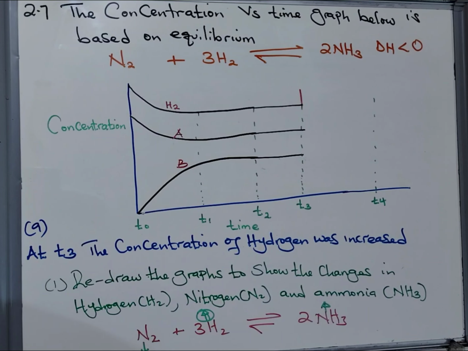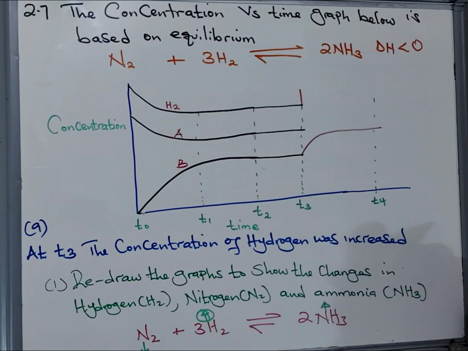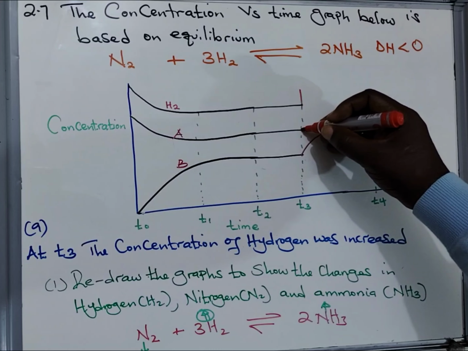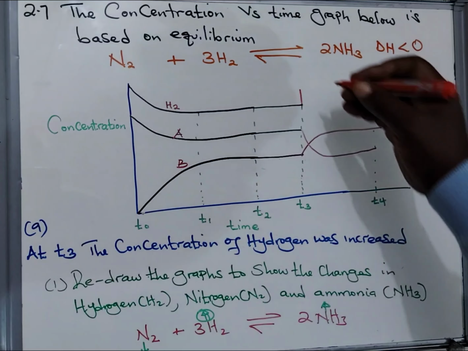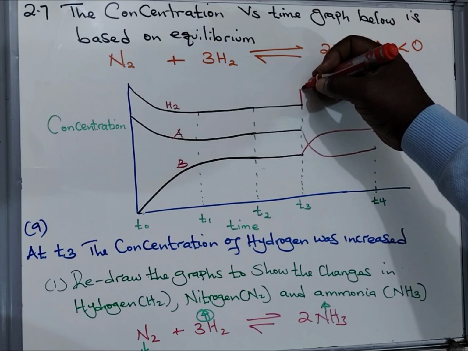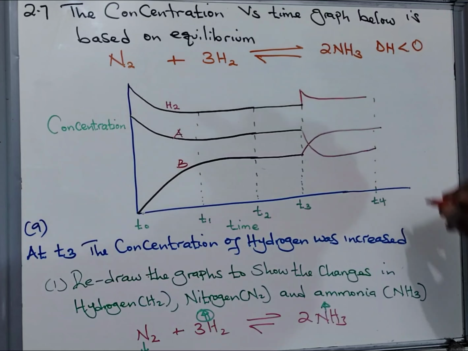So let us start with our ammonia. What happened to ammonia? It increased. So we are going to show it like that. Okay, what happens to nitrogen? Nitrogen is A. It decreased. So we are going to have it like this. And our ammonia, it spiked up, but because of the tendency to restore stability, it decreased a bit. And that is what happens.